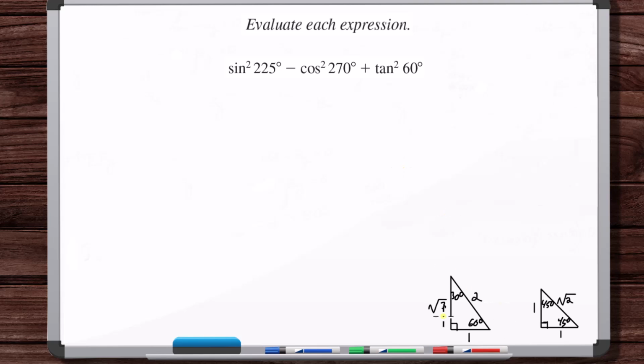Okay, so tangent of 60 is easy. We just come to the triangle. Tangent of 60, opposite over adjacent, so tangent of 60 is equal to root 3.